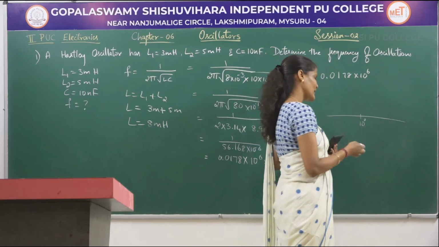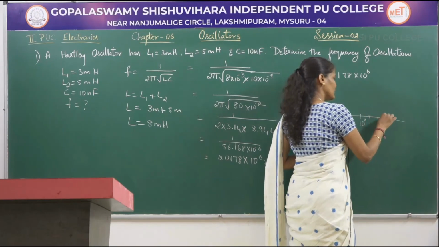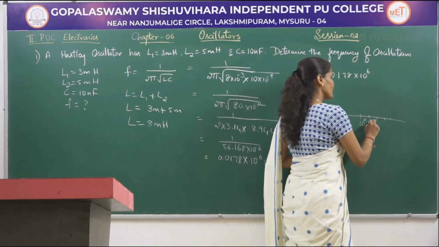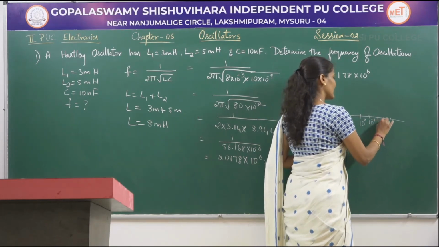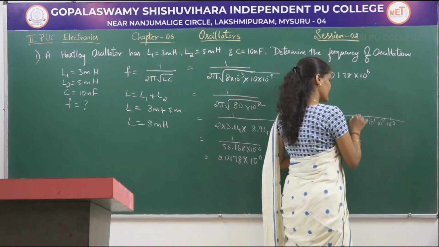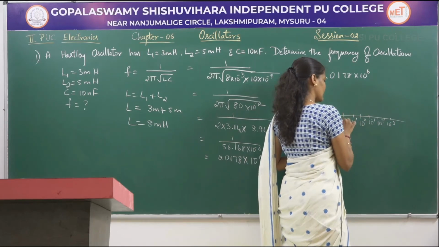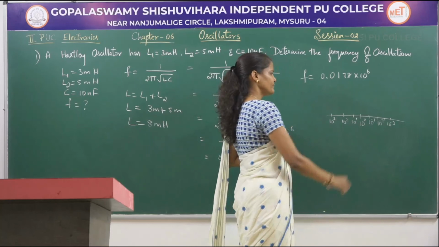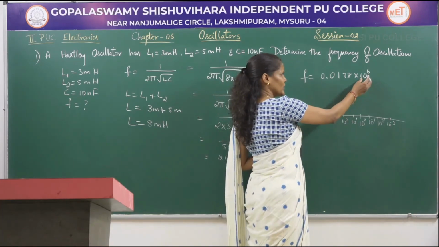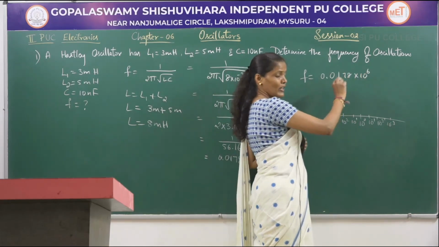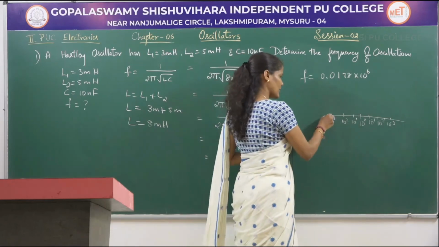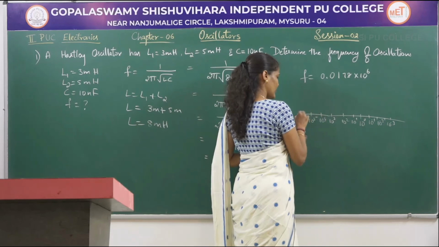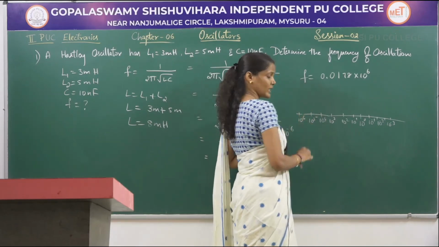what you are going to do is, to the right of 10 to the power of 0, you write 10 power minus 1, 10 power minus 2, 10 power minus 3, and to the left of this 10 power plus 1, 10 power plus 2, 10 power plus 3. Here you need to convert this 10 to the power of plus 6 to 10 to the power of plus 3. Where is it? 10 to the power of plus 4, 5, and here 10 to the power of 6.